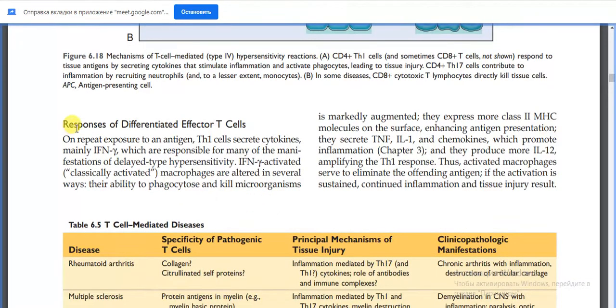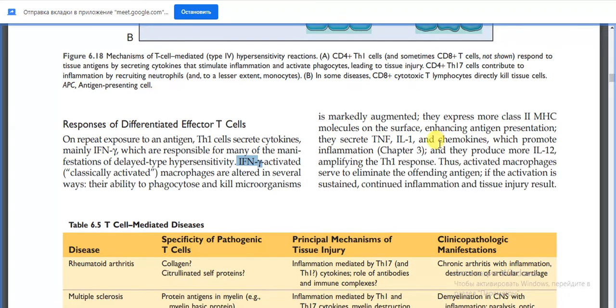So, responses of the different differentiated effector cells. Th1 cells secrete cytokines, mainly interferon gamma, which are responsible for many of the manifestations of delayed type hypersensitivity. You remember, I already mentioned that macrophages activated by interferon gamma by the classical pathway are altered in several ways. Their ability to phagocytose and kill microorganisms is markedly augmented. They express more class 2 MHC molecules on the surface, enhancing antigen presentation. They secrete TNF, interleukin-1, and chemokines, which promote inflammation.